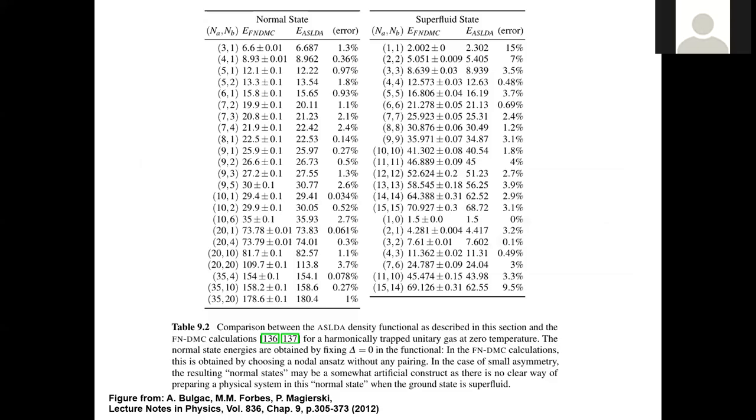Okay, and this functional contains a few parameters, to be precise six, and they have to be adjusted to ab initio calculations. These are Monte Carlo calculations for various numbers of spin up and spin down particles put in harmonic traps. And then these coefficients are adjusted to minimize the errors between the ab initio calculations and these density functional results.